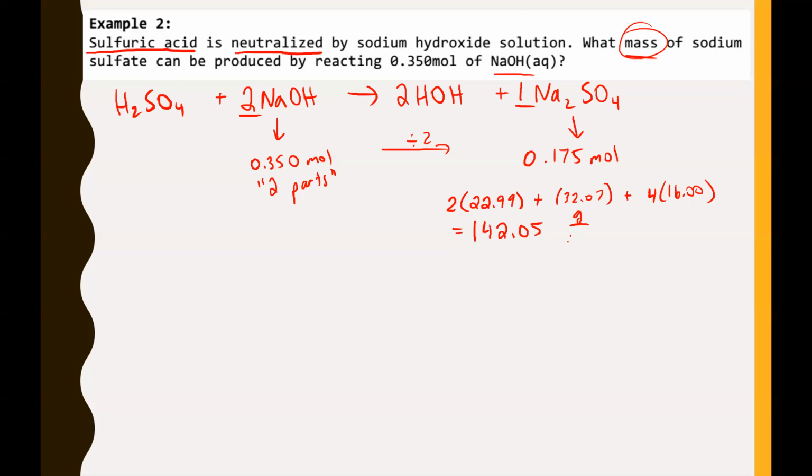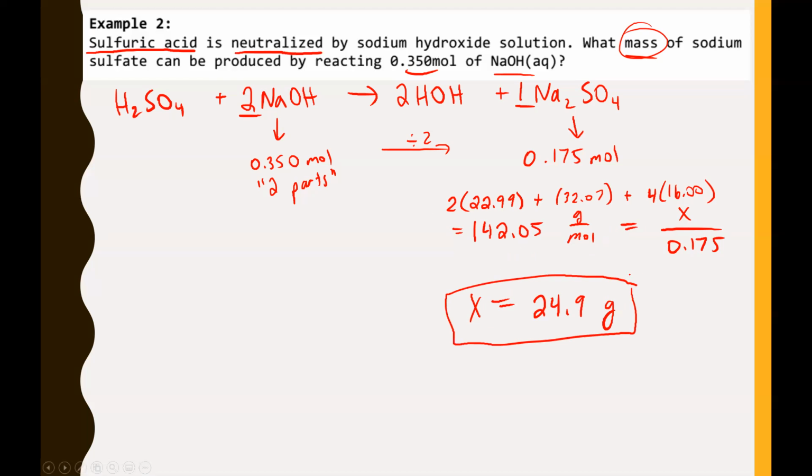So in total, this molar mass is going to equal 142.05 grams per mole. And then, of course, like I mentioned before, you just need to set how many grams you have, which is what we're looking for. So X over how many moles you have, which is 0.175, and just multiply that over. And we are going to get X equals, I guess, just 3 sig digs as the question kind of listed out, 24.9 grams.